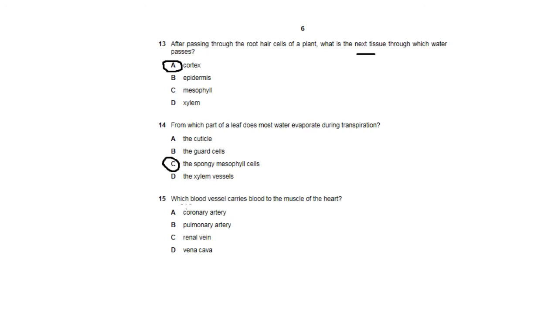The last one here asks which blood vessel carries blood to the muscles of the heart. This one also confused quite a few students. Let's look at them. B, the pulmonary artery, carries blood toward the lungs, so it can't be that one. The renal, it means kidney, so it can't be that one. And the vena cava carries deoxygenated blood from the body, so the only possible correct answer here is the coronary arteries, which are the arteries around the heart, and if you've forgotten that, that is in chapter 9 of the book.